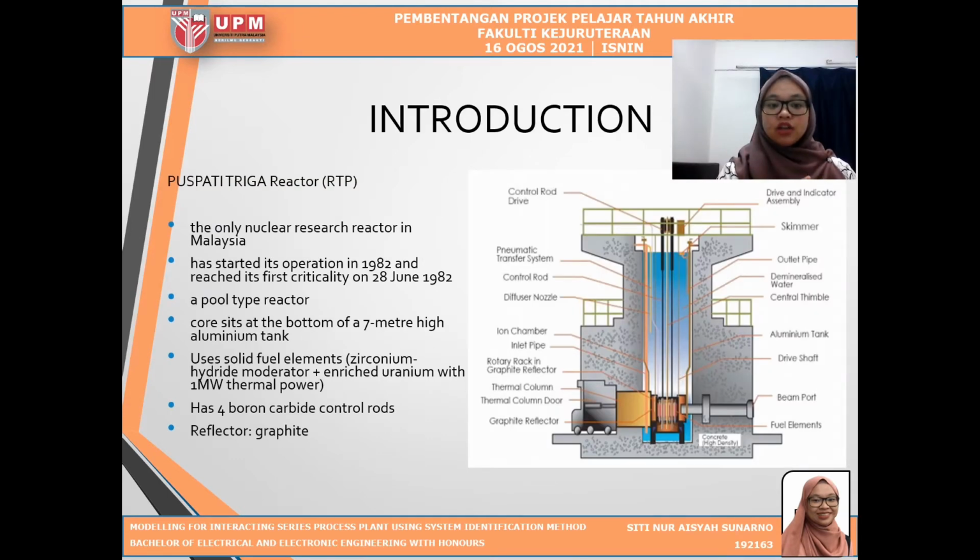For the introduction, I'll talk about the Reaktor TRIGA PUSPATI, or RTP, which is the plant used in this project. It is the only nuclear research reactor in Malaysia, which is a pool-type reactor. It started its operation in 1982 and reached its first criticality on 28 June 1982. Its core sits at the bottom of a 7-meter high aluminum tank. It uses solid fuel element, which is zirconium hydride moderator enriched uranium with 1 megawatt thermal power. It has boron carbide control rods, and the reflector is graphite.